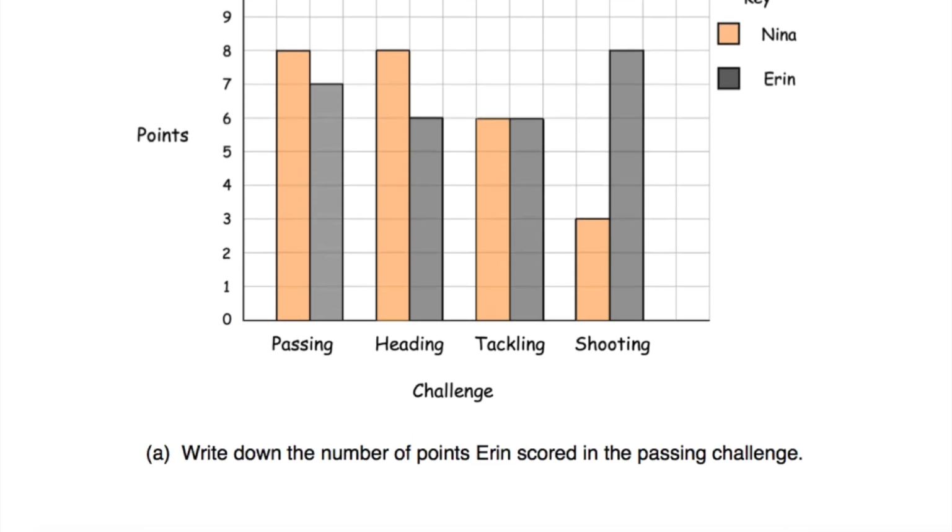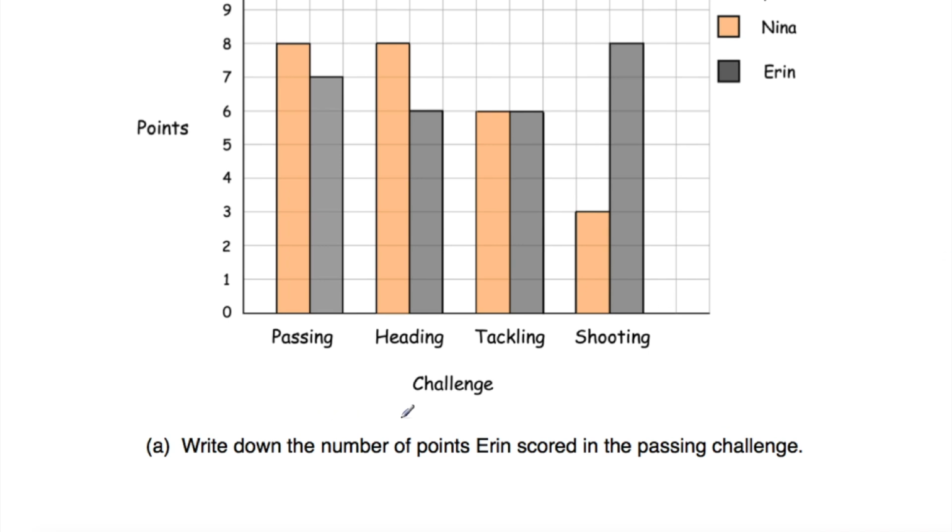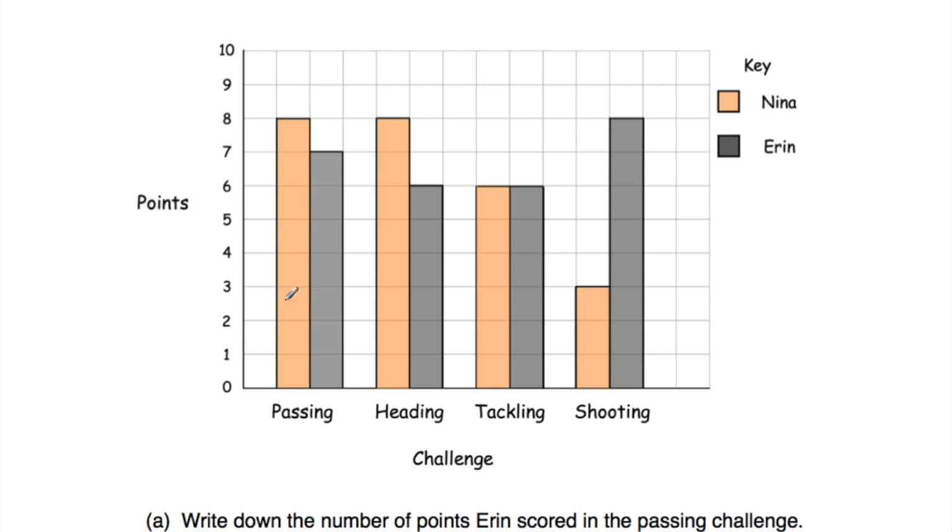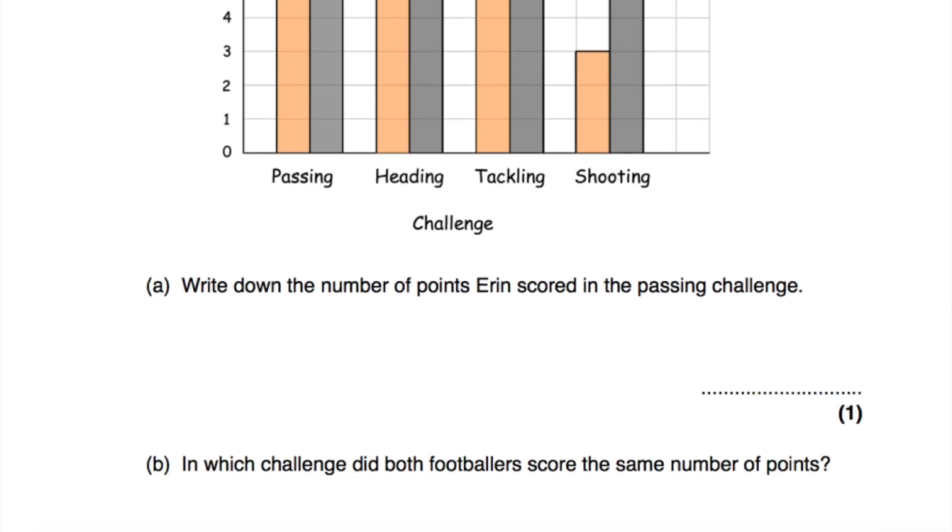Okay, so let's have a look at our first question, part A. Part A says write down the number of points that Erin has scored in the passing challenge. So the passing challenge is here, so it's these 2 bars, and Erin is the grey one, so that's going to be 7. She's scored 7 points in the passing challenge. So let's write that down, 7.